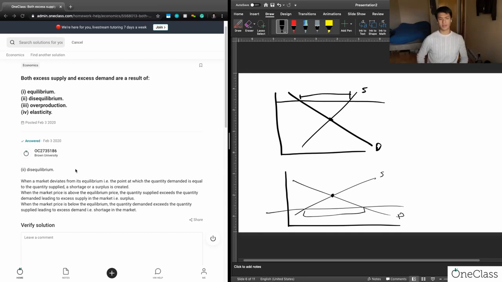Take a look at the answer choice provided. Disequilibrium, when a market deviates from its equilibrium, i.e. the point at which the quantity demanded is equal to the quantity supplied, a shortage or a surplus is created. When the market price is above the equilibrium price, quantity supplied exceeds the quantity demanded, leading to excess supply in the market, i.e. a surplus. That is true. When the market price is below the equilibrium, the quantity demanded exceeds the quantity supplied, leading to excess demand, i.e. a shortage. Yeah, great answer.